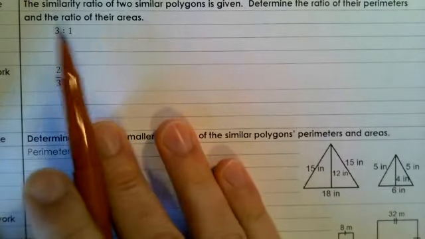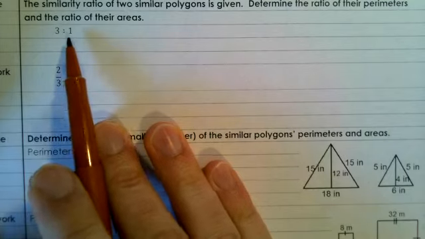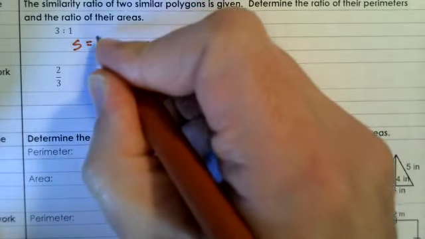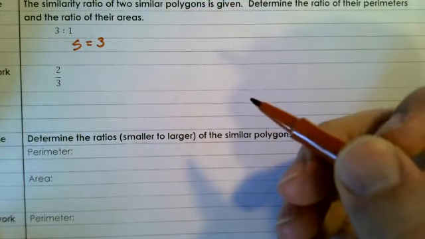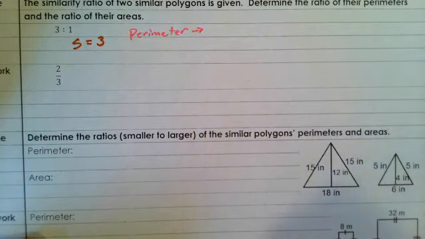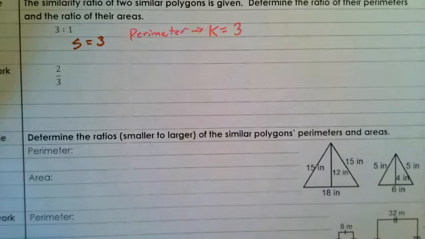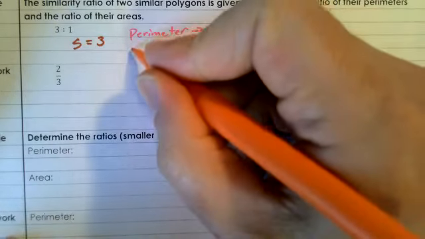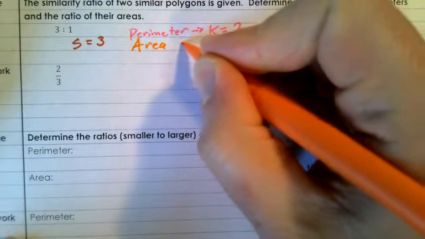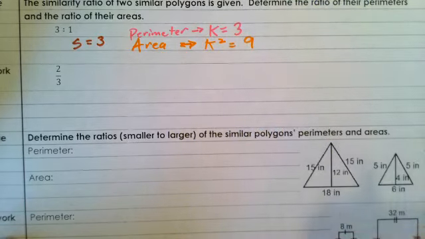So in this example, I'm not given the actual figures. I just know the ratio is 3 to 1. So if I do their sides, I know that their sides ratio is going to be 3. That would be our ratio there. For our perimeter, the ratio is going to stay the same as it was for the side. So our k is just going to stay as a 3. For the area, however, we've got to square that 3. So area is k squared. So the ratio of our areas is going to be 9.